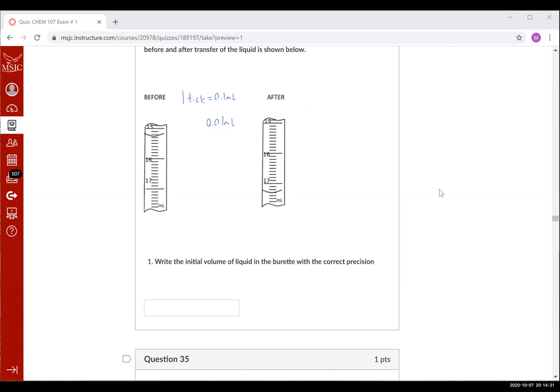we make our measurements from the bottom of the meniscus. In this case, we can report our certain digits, which would be 15.2, and then we can estimate an additional digit. So this would be about 15.25 milliliters for our initial volume. Does that first part make sense to everyone?